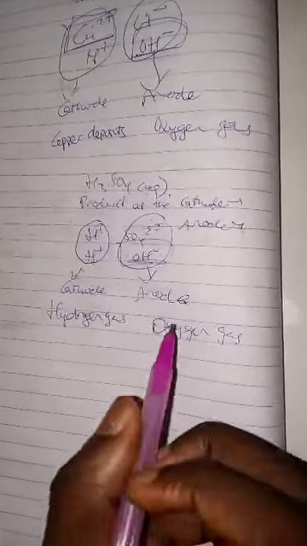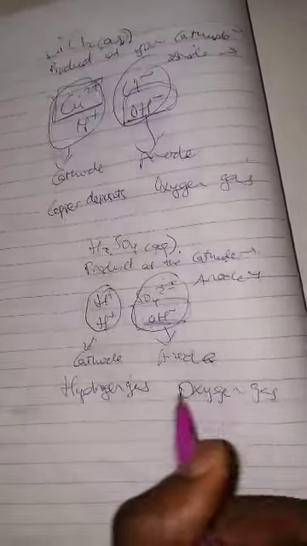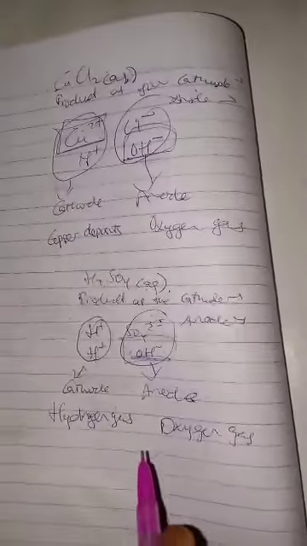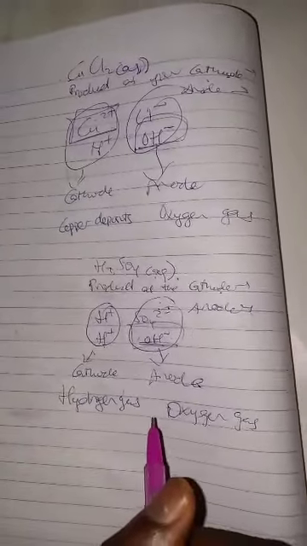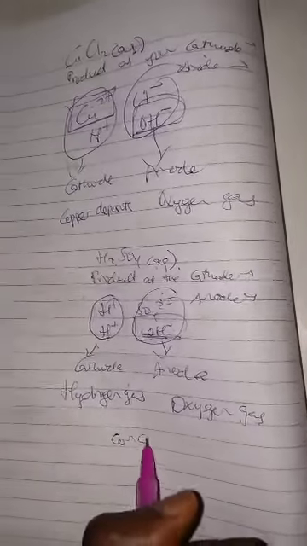Let's move on now. The next thing is the next factor that can affect it. We've talked on the position in the electrochemical series. The next factor is what? Concentration.